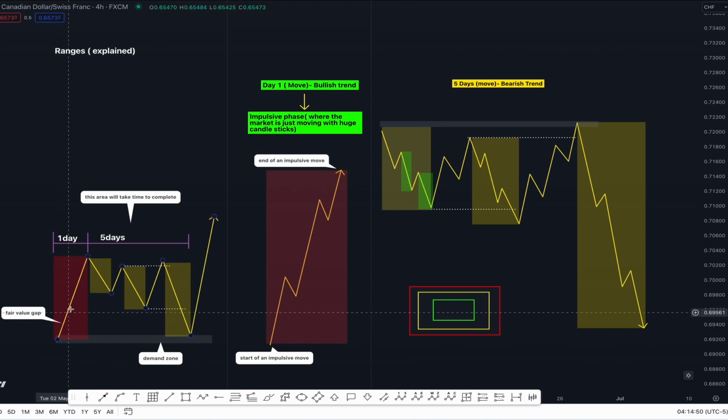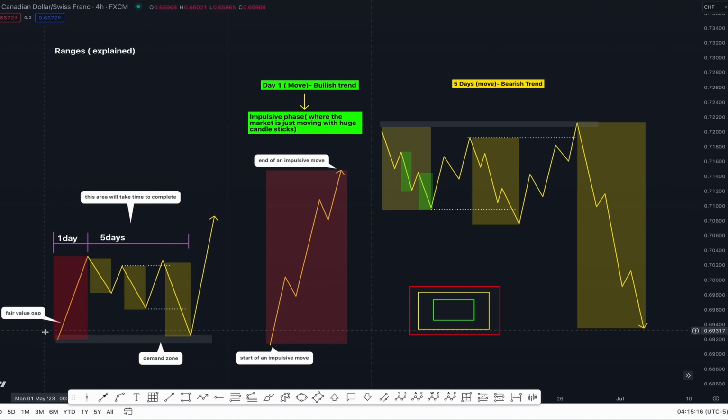We see that we have an impulse like this. This is the day one. We have an impulse like this. This is still the day one. But inside this impulse here, we can see that we have a correction. We have another correction right here. This is the starting point of the impulse. This is the ending point of the impulse.